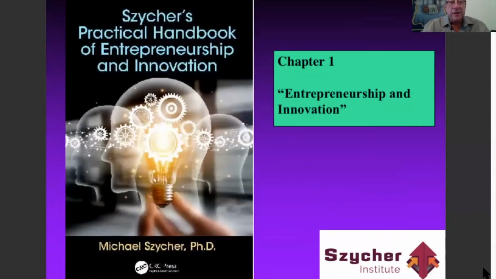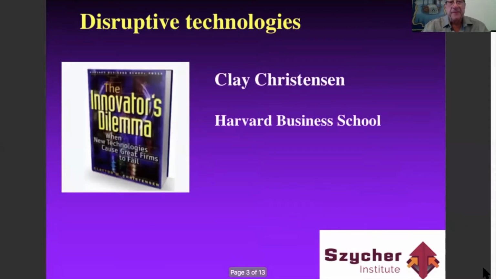And I am going to be using my own book called Zeischer's Practical Handbook of Entrepreneurship and Innovation. And this information is found in chapter 1, which is called Entrepreneurship and Innovation. I am going to be using as my reference a very well-known professor at Harvard Business School, Clay Christensen. Clay Christensen, in his original book called The Innovator's Dilemma, was the one that first came up with the idea of a disruptive technology.